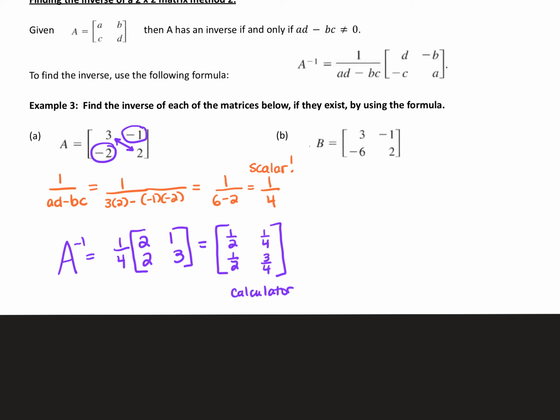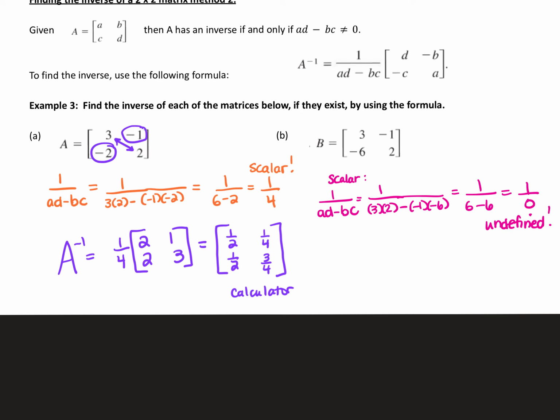Okay, why don't you try B? Pause the video, try it, and come back and check your work. So you probably got to this point in the process and you thought, well, Mrs. Kopp, this is undefined. So what happens if my scalar is undefined? Well, that just means that there is no inverse for B. If you get an undefined value for your scalar, you can't actually find the inverse.